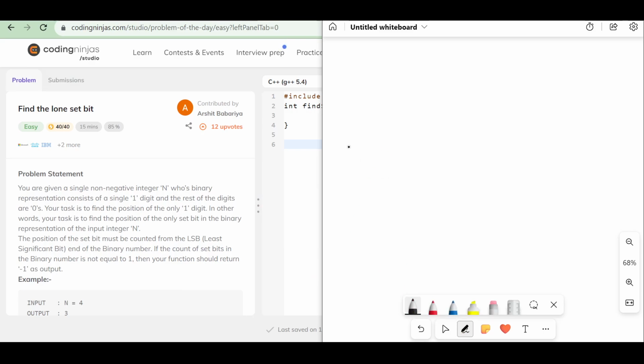We'll be given an integer n, and we have to find the position of 1 in its binary representation. The position of the set bit must be counted from the least significant bit. Now what is this least significant bit? It is the bit from the rightmost bit. Means if a number is like this 0 0 1 1 0 0 1, then this rightmost bit is called the least significant bit, LSB. We have to start counting from here, and this will be our 1st bit.